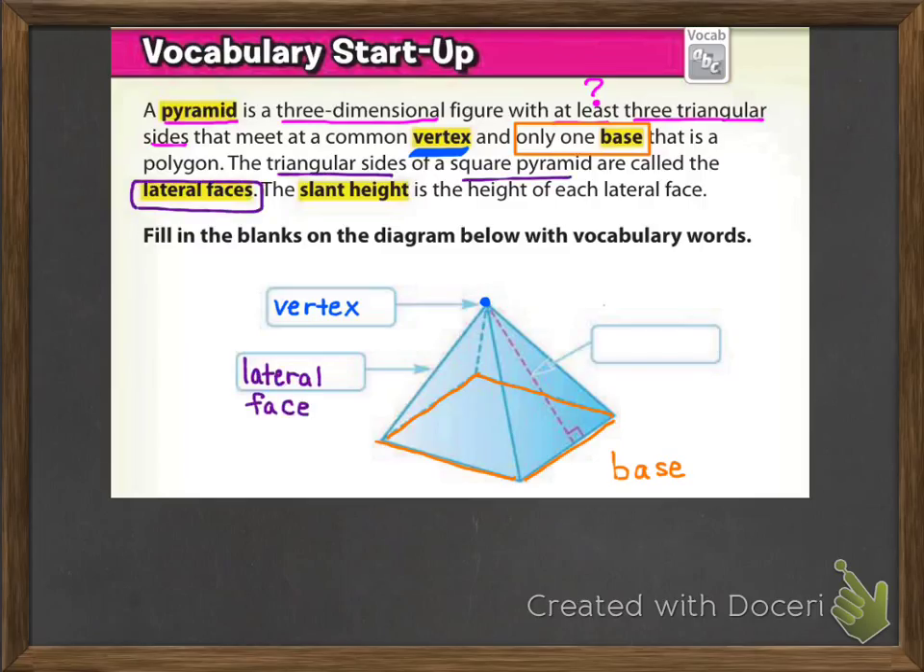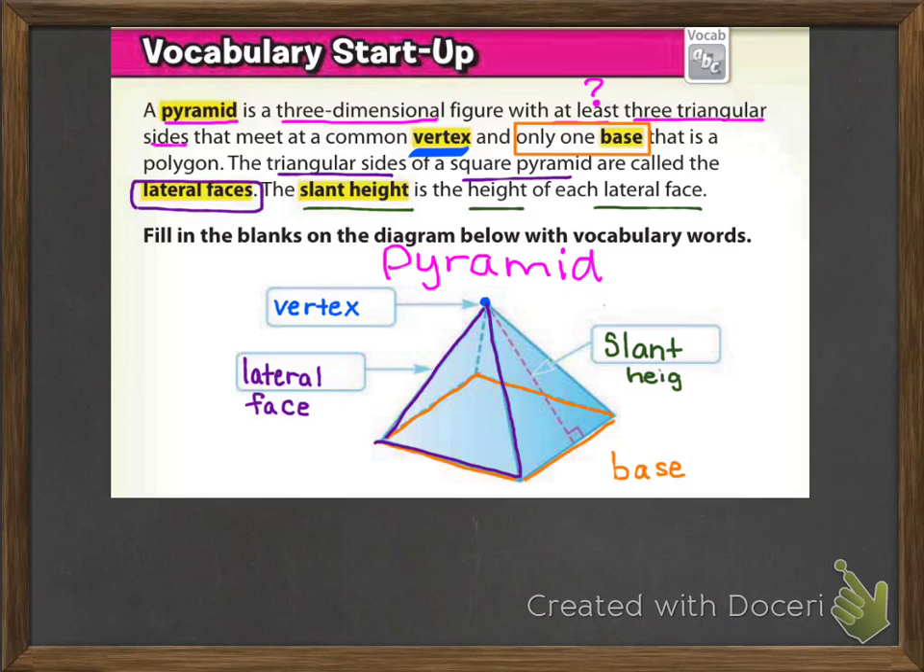The triangular sides of a square pyramid are called lateral faces. So I went ahead and showed you the lateral face and I outlined it in purple. And I went ahead and labeled the pyramid at the top, so you want to do the same thing. Then it says the slant height is the height of each lateral face. So you can see that is outlined with that pink dotted line, and it's also got the perpendicular sign at the bottom.